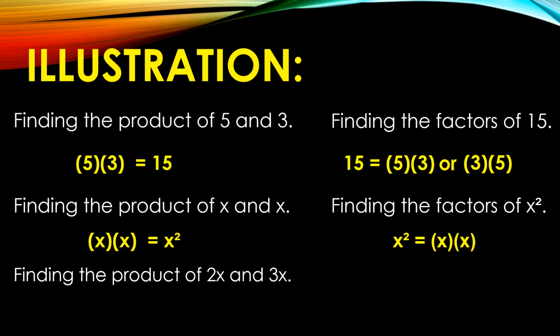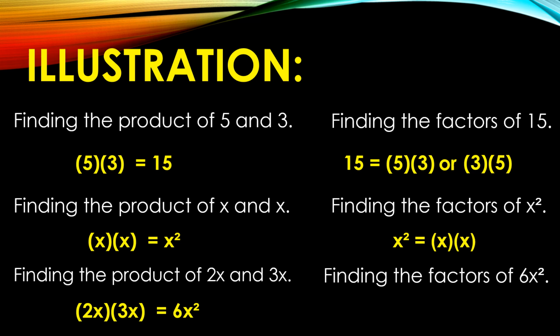Third illustration, finding the product of 2x and 3x. To multiply, 2x times 3x is equal to 6x squared. How about if we are tasked to find the factors of 6x squared? The answer should be 6x squared is equal to 2x times 3x, or 3x times 2x. That is the concept of factoring.